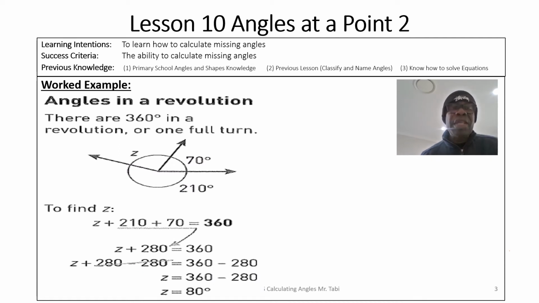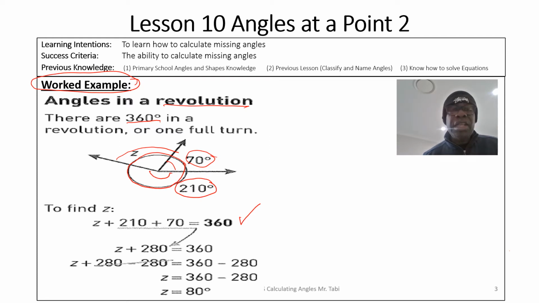We can argue the same. These are all worked examples, just showing you how to apply this. Remember, a full circle is called a revolution, and you have 360 degrees in a revolution. So if this angle here is 210 degrees and the angle there is 70 degrees, we can find this angle Z. All that we need to do is to set up that equation, which is Z plus 210 plus 70 would give us 360 degrees.